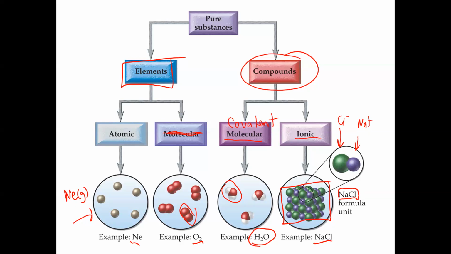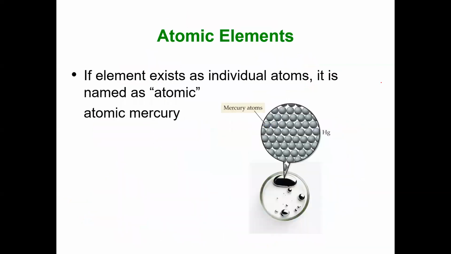It's still a compound. Why is it still a compound? Because it has more than one type of atom in a fixed ratio. So that is the key. Elements, one type of atom. Compounds, 2 or more. And now we're going to talk a little bit about, what are some examples?